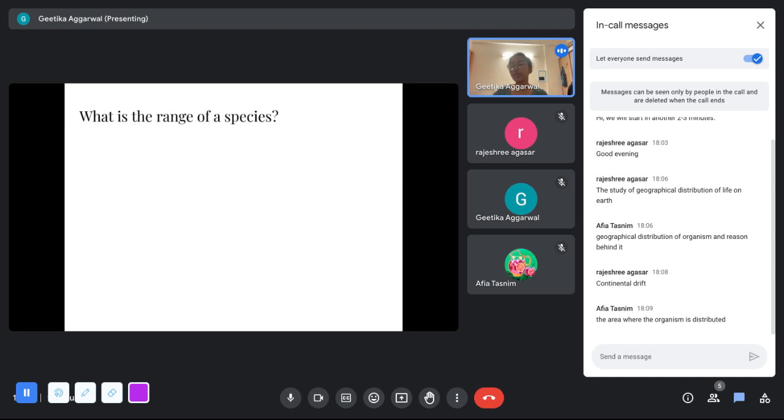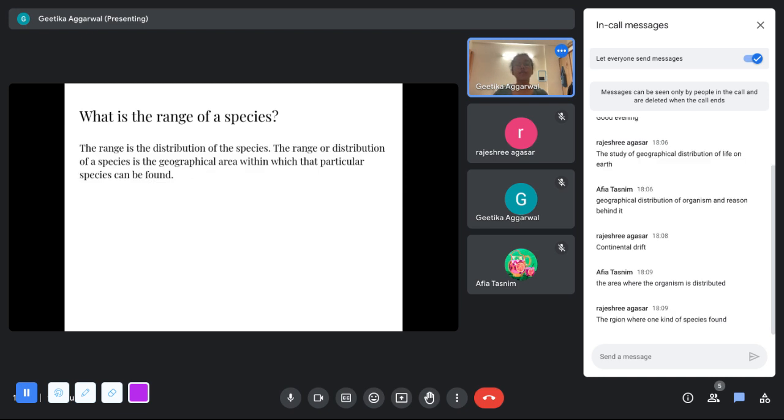The area where the organism is distributed. Exactly correct, Afia. So the range of a species is basically, yes, you're also correct. So the range of the species is basically the distribution of the species, what is the area that the species covers, and what all areas can that species cover.